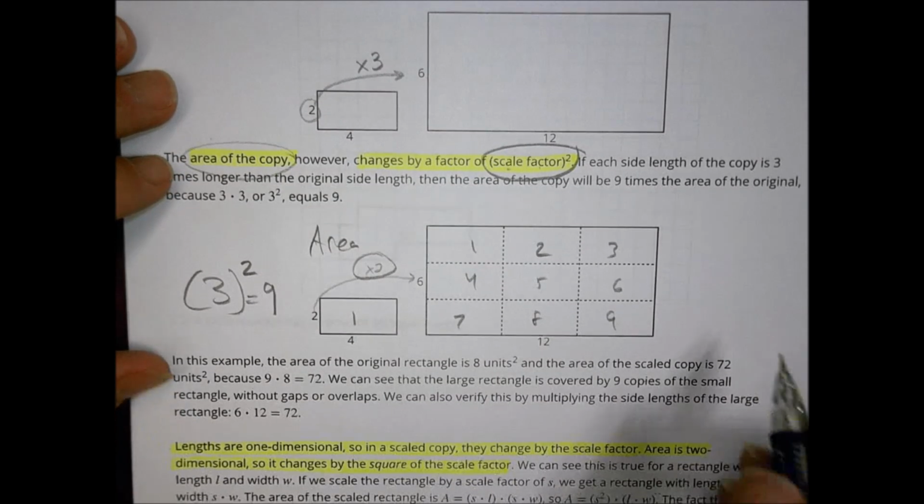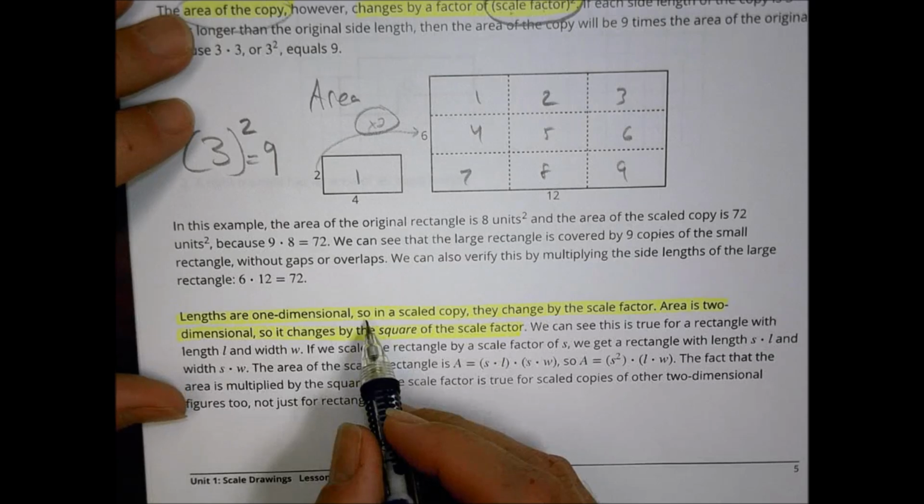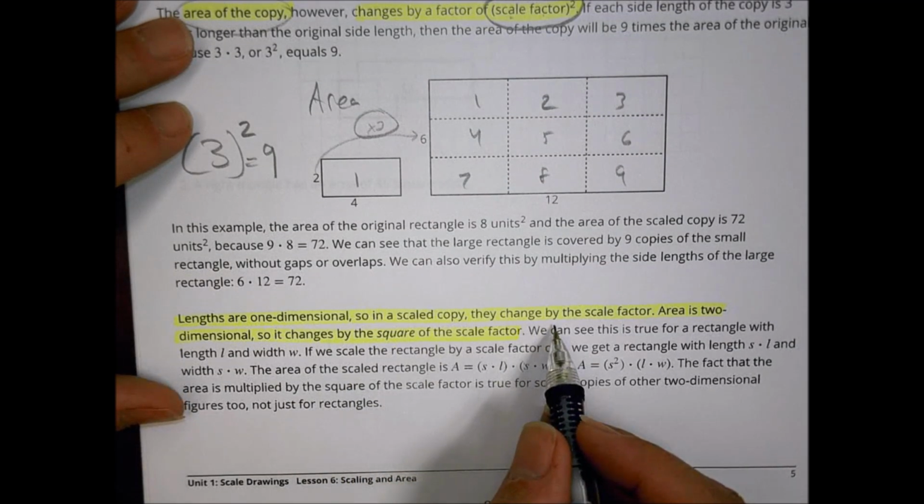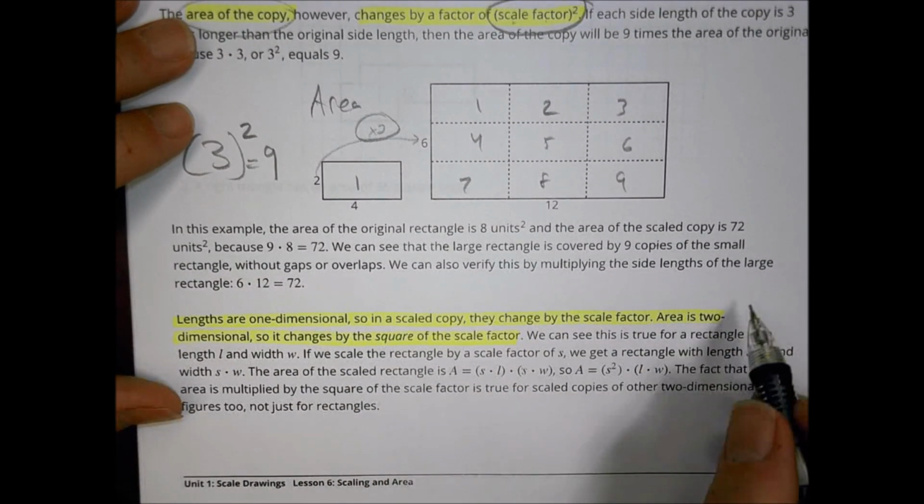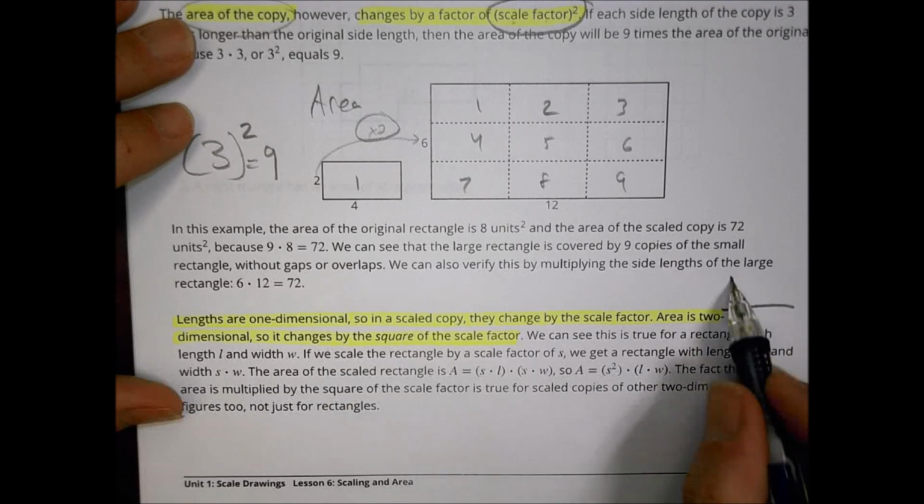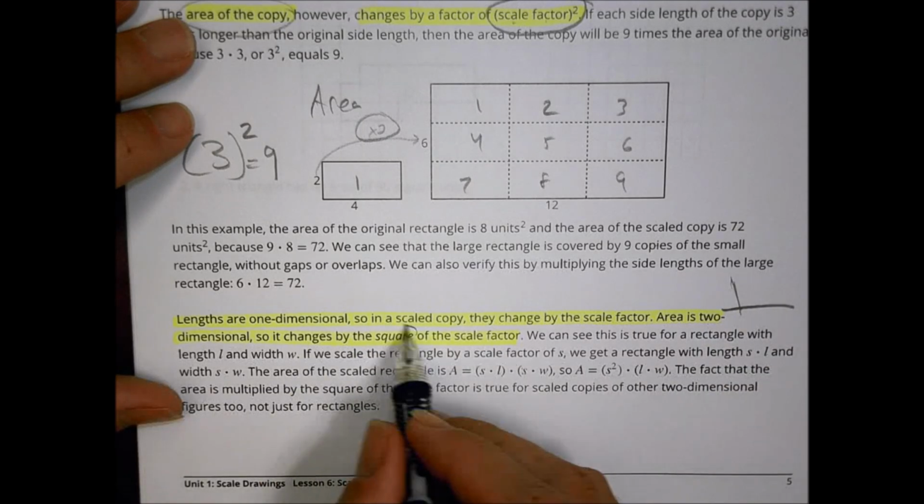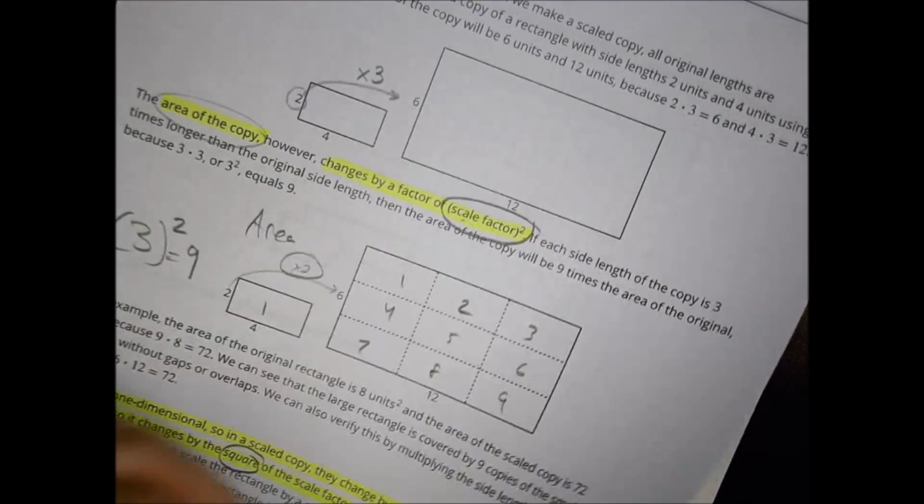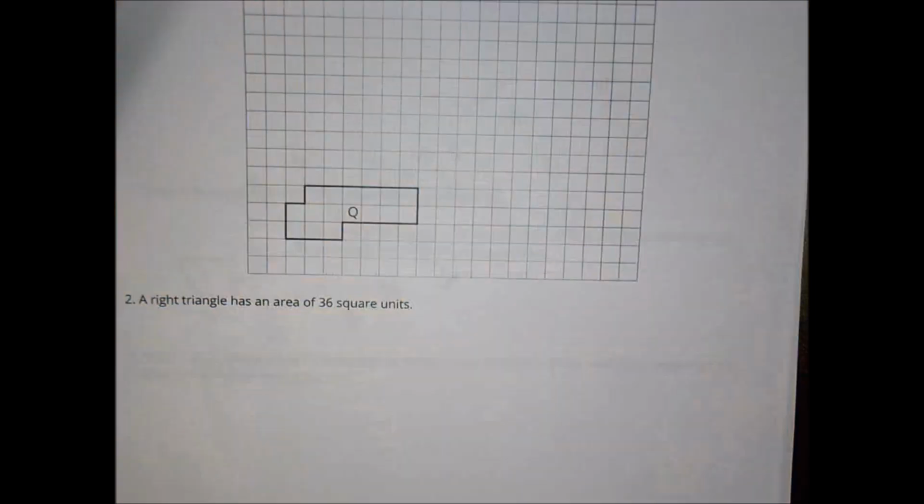Okay, so lengths are one-dimensional, so in a scaled copy they change by the scale factor. Area is two-dimensional, right? Length and width, so it changes by the square of the scale factor. Let's take a look then at tonight's homework and see if you're on the right track.